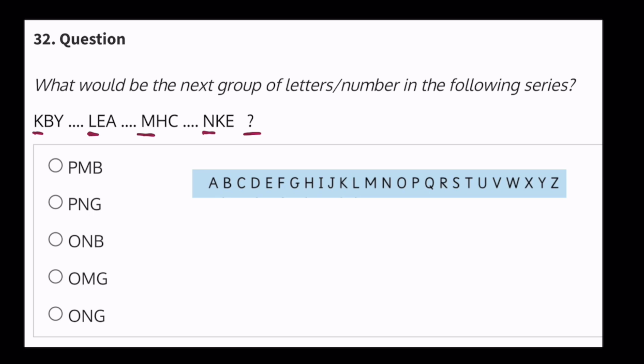So we're starting with K in our first element, then we go one place to the right, and we get L, then we're moving one place to the right again for M for our third element, then one place to the right again, N for our fourth element. So if we continue this pattern, just move one more place to the right, we see that O should be the first letter of our next in series. So we eliminate any answer choice that does not have O at the beginning.